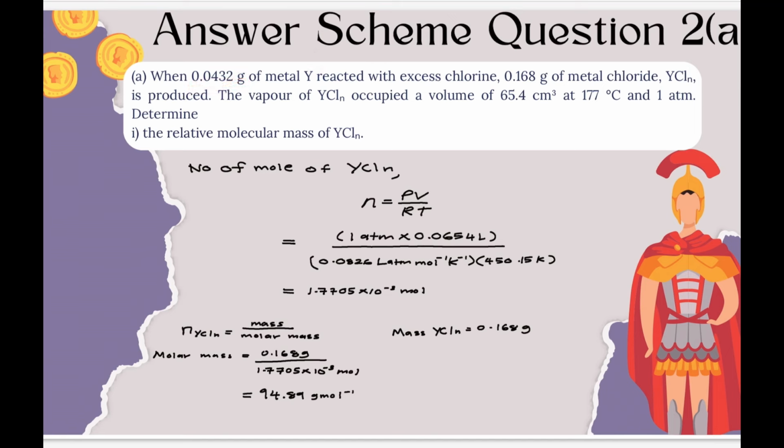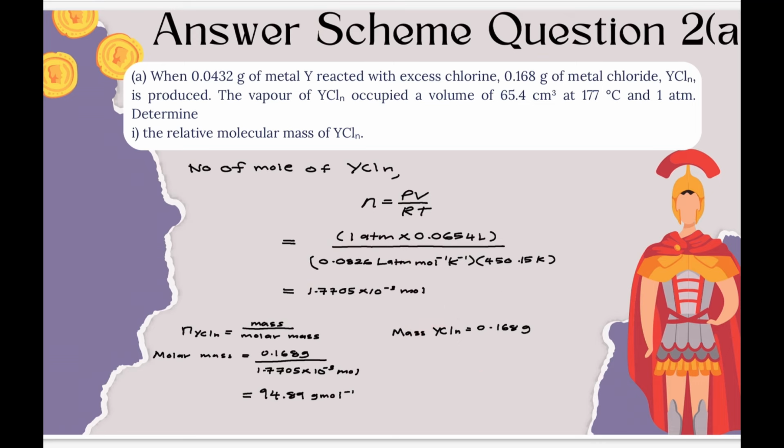For question 2, they give you a grams of metal Y reacted with excess chlorine, and it forms a product which is YClN. The vapor of YClN occupies a volume, and they give the temperature and also the pressure, and ask you to determine the relative molecular mass of YClN. First of all, you have to find the mole of the YClN compound using the ideal gas law formula, n equals PV over RT. We rearrange the equation and make sure again that your temperature is in Kelvin, and therefore you will get the mole. After that, from the mole you can calculate the molar mass, because they gave the mass there.